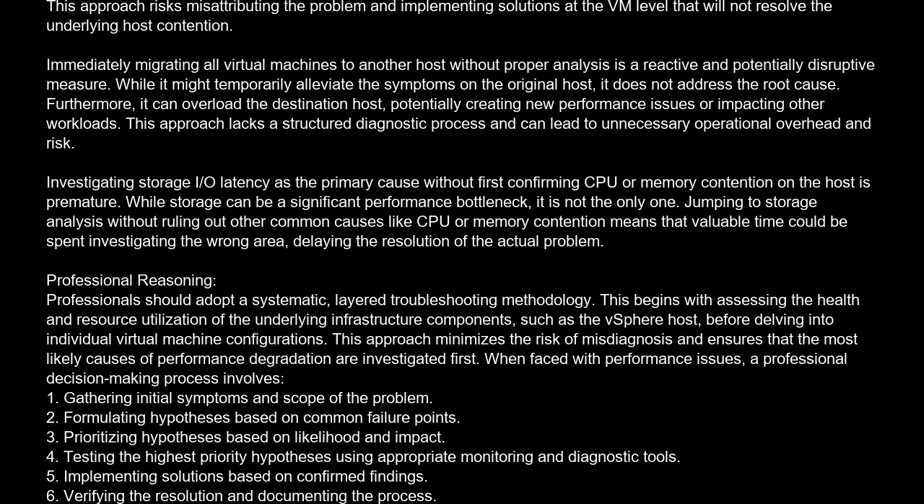When faced with performance issues, a professional decision-making process involves: 1. Gathering initial symptoms and scope of the problem. 2. Formulating hypotheses based on common failure points. 3. Prioritizing hypotheses based on likelihood and impact.